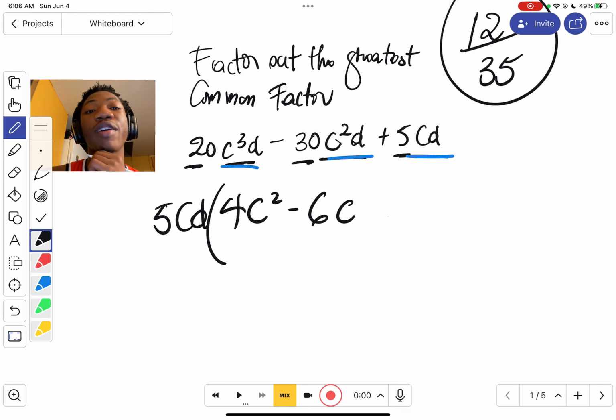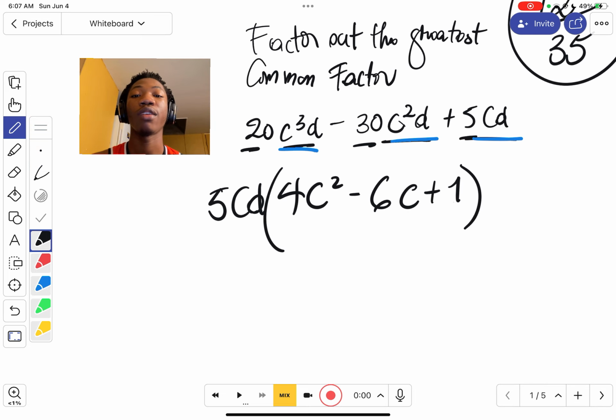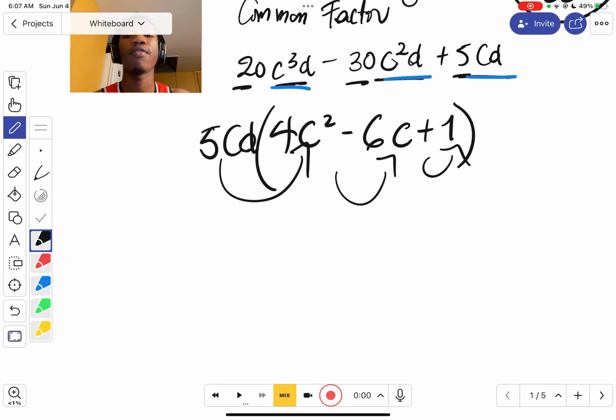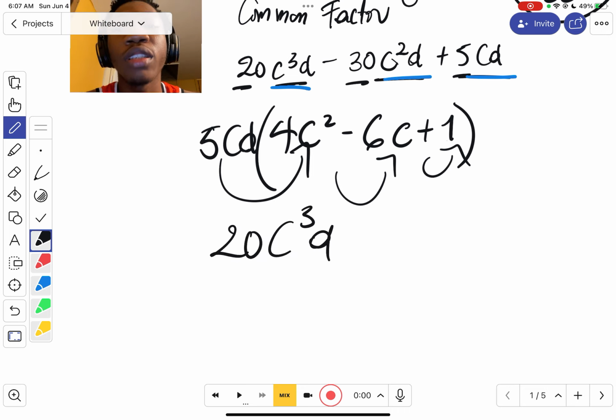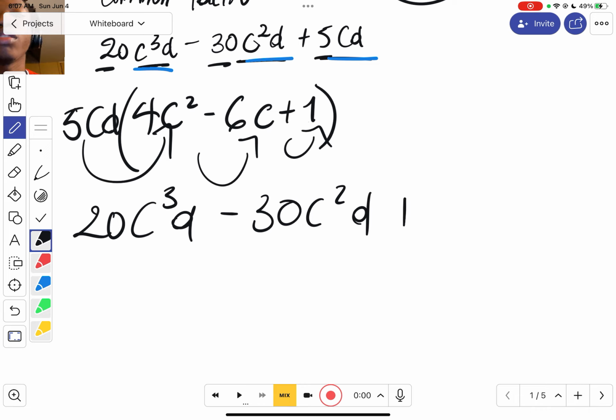And then we have our last term, which is 5CD. How do you make a 5CD become a 5CD? You add a 1. And right now you're done factoring your problem. So we will expand the factor by multiplying the 5CD by each term inside the parentheses. 5CD by 4C squared is 20C cubed D. And 5CD by 6C is equal to 30C squared D. And 5CD by 1 is equal to 5CD.